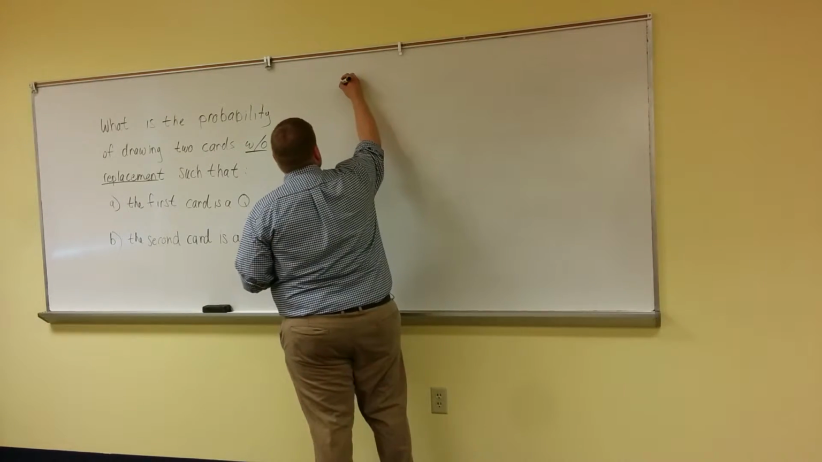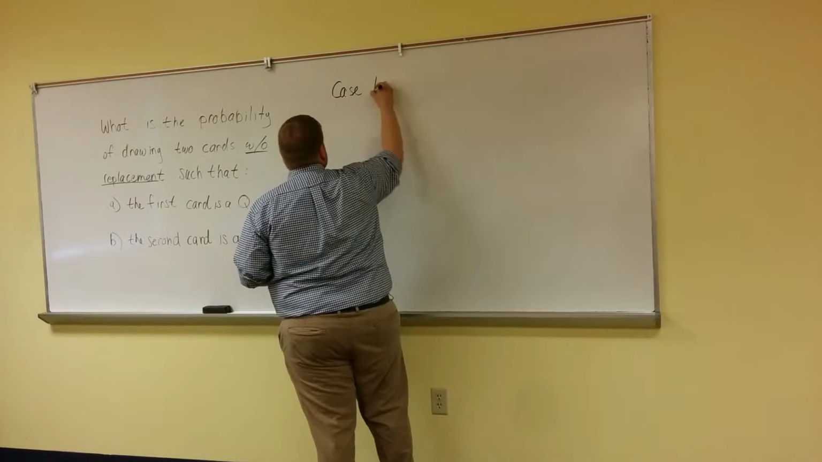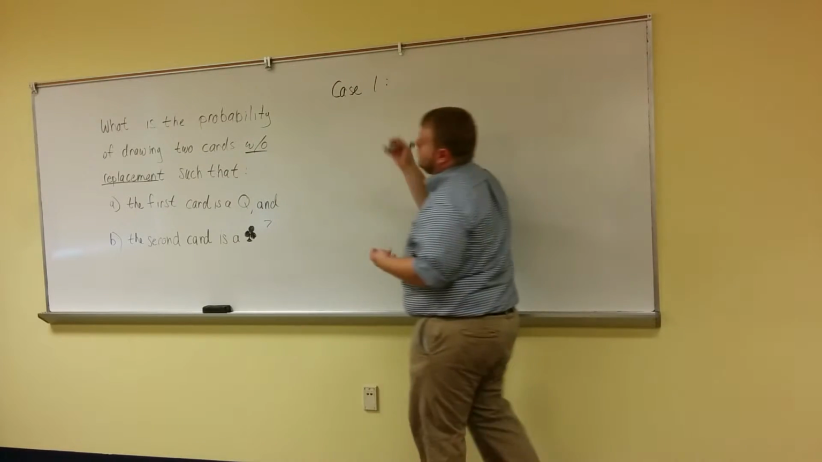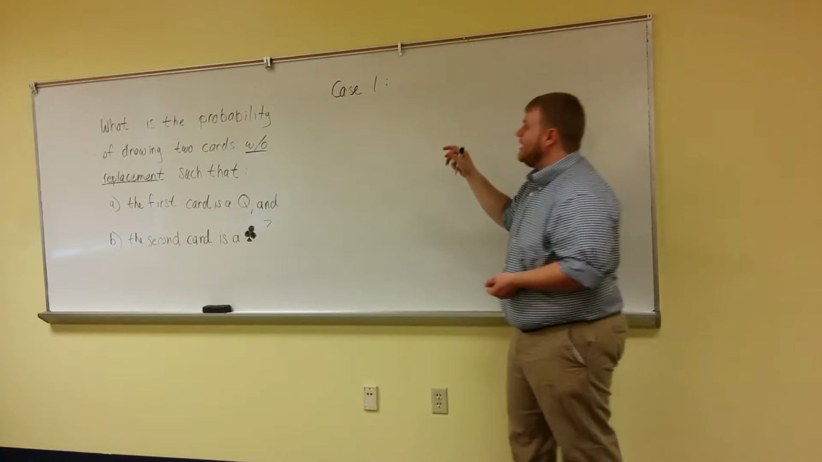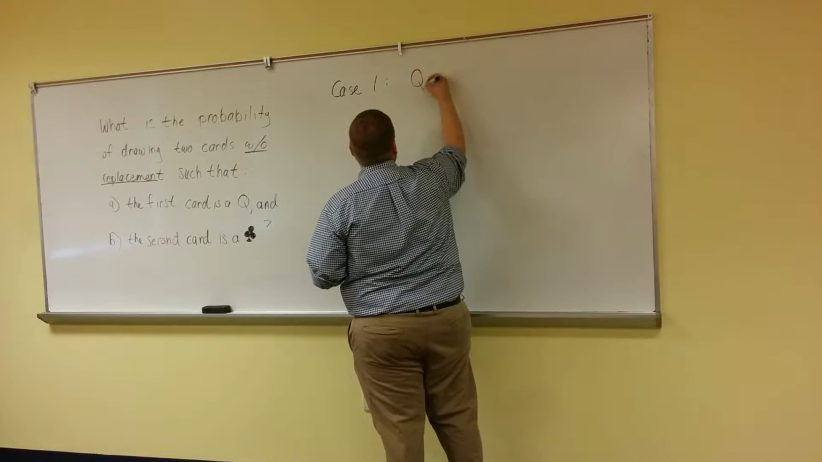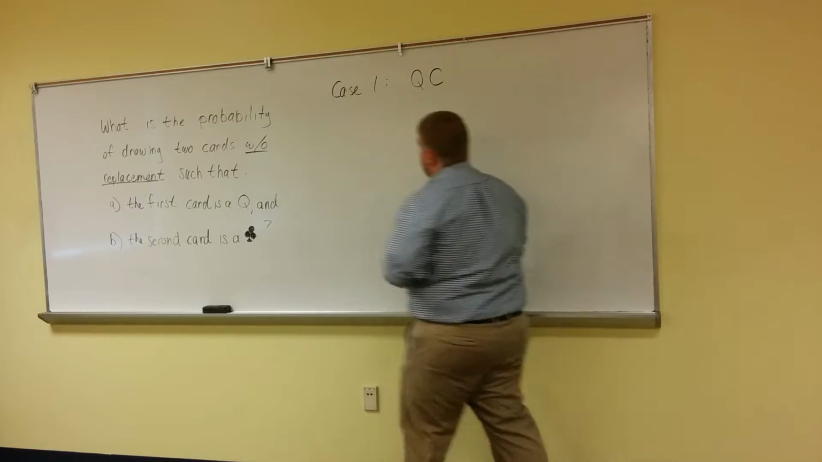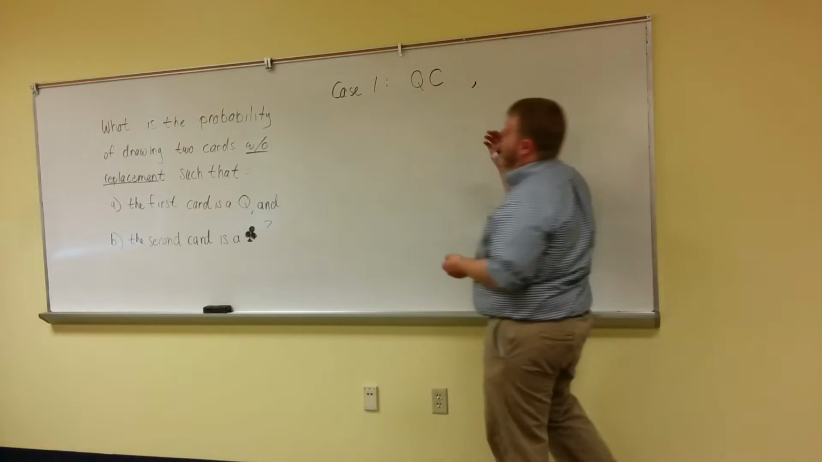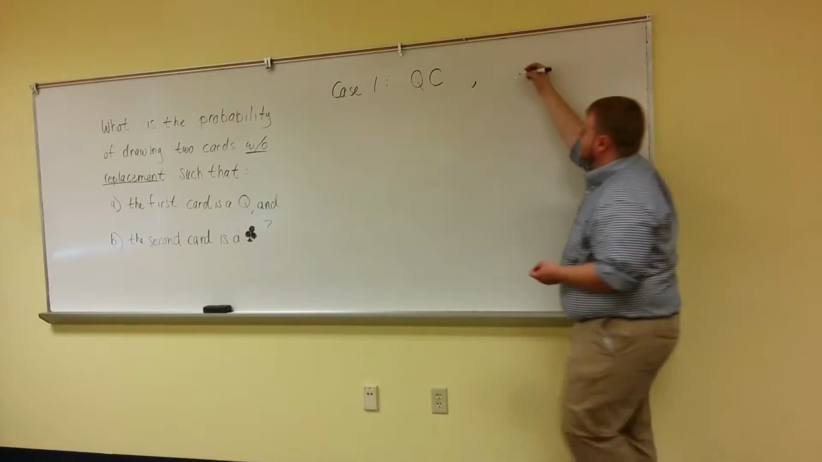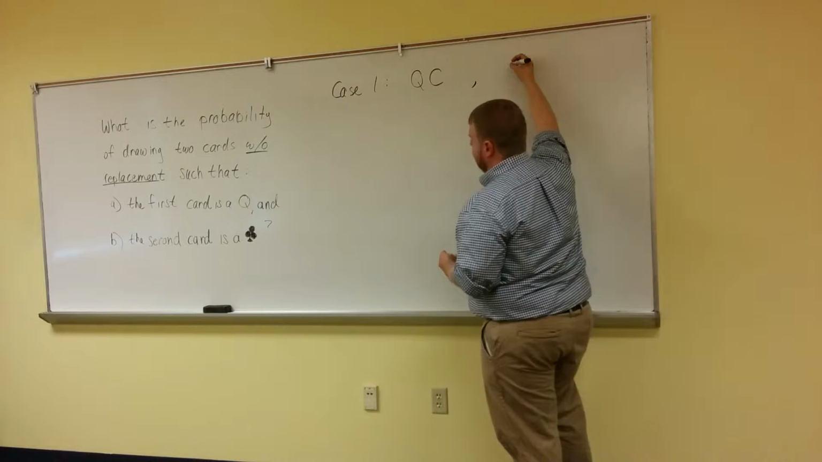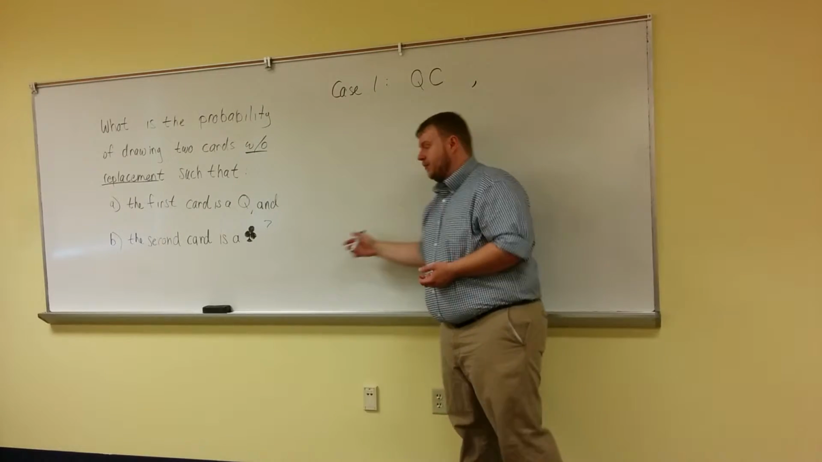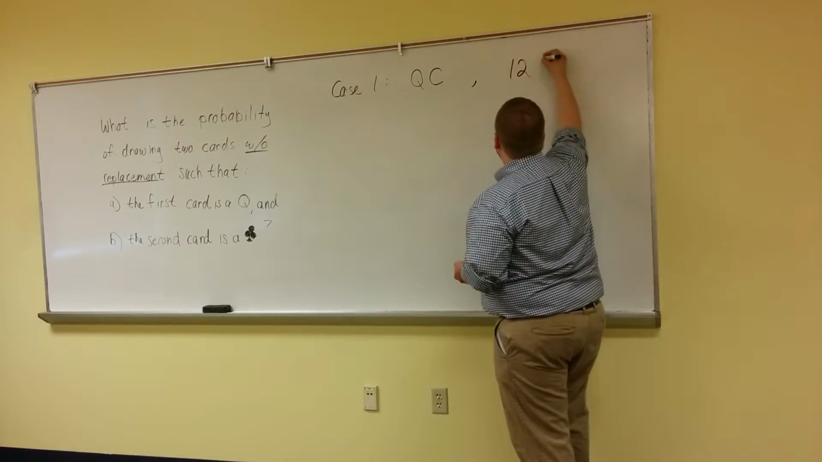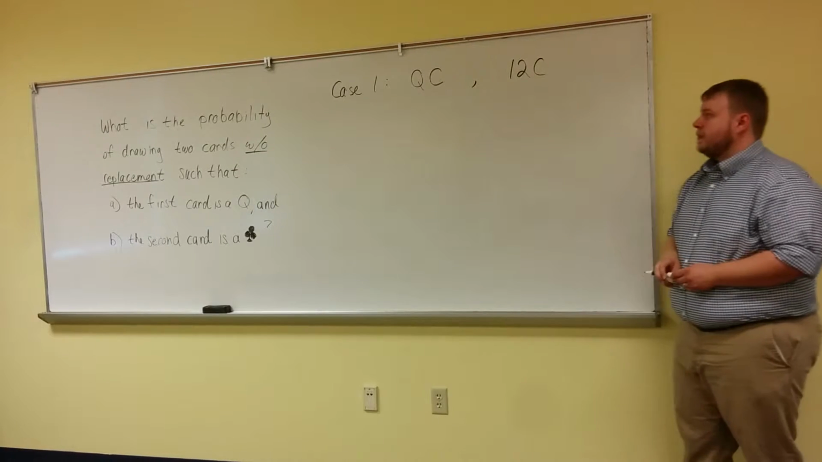The key to this is that there are two different cases we need to consider. The first case, let's suppose that the first card we actually draw is itself the queen of clubs. Okay, so the queen of clubs. If we draw the queen of clubs on the first draw, then the second card can only be one of the 12 remaining clubs. Okay? There are 12 clubs left to choose from.